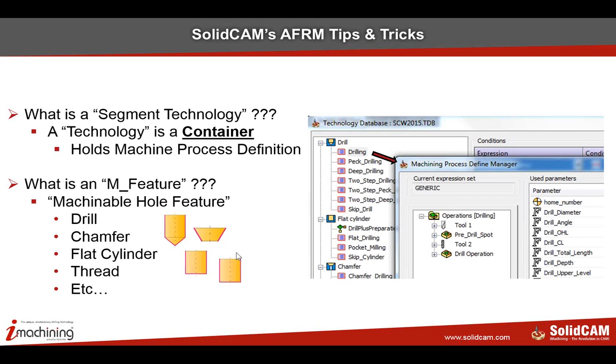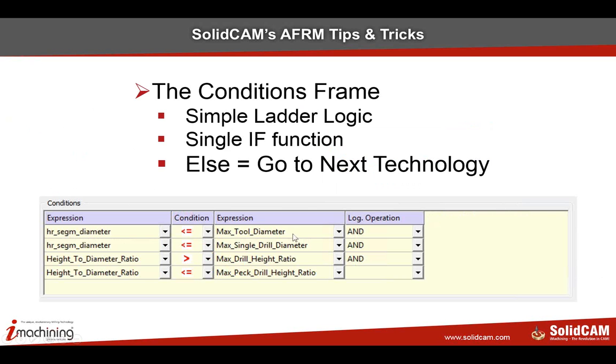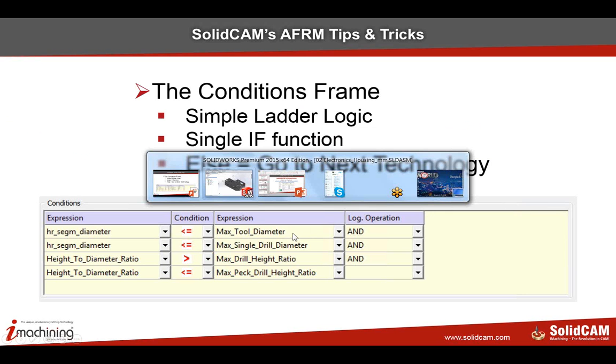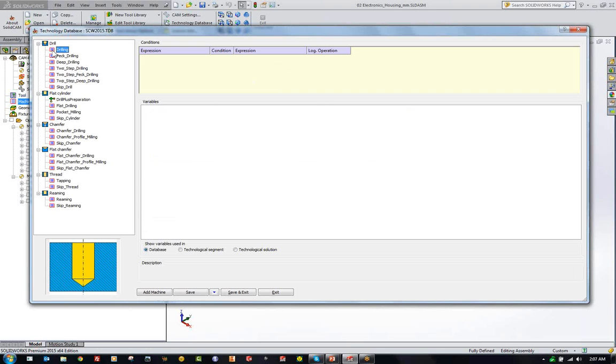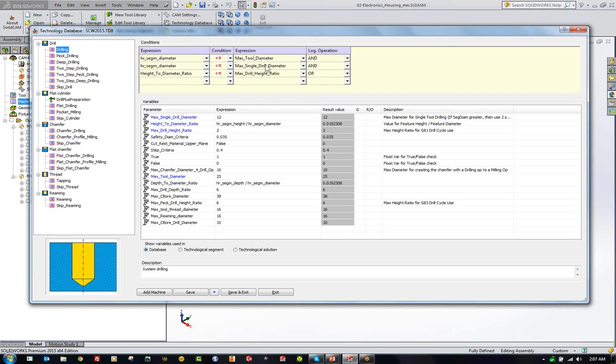Another area of great concern is the conditions frame. Well, what does this do? That's this section up here. Notice it's empty right now because I'm not highlighted on any of the containers. So if I highlight technology, notice that there is a group of functions that it addresses.